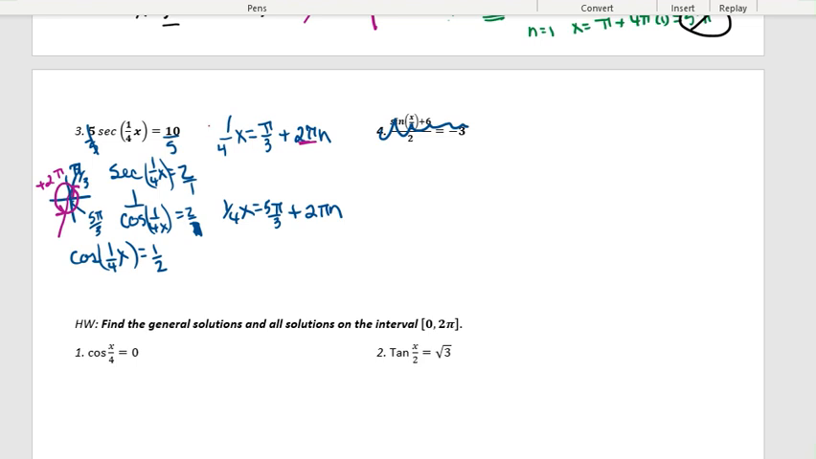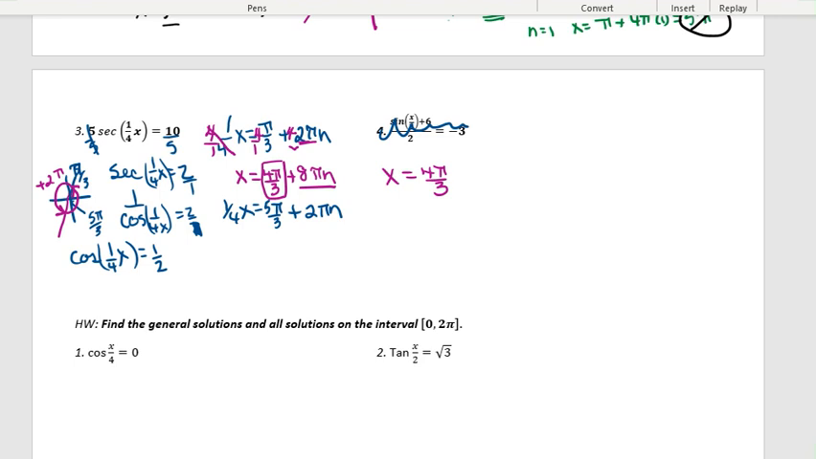Now, I haven't solved for x, so I've got to multiply every piece by 4. If you need the 4 over 1 to cancel, by all means do 4 over 1. X is equal to 4 pi over 3 plus 8 pi n. If I'm going to add 8 pi, it's going to be bigger than 2 pi. So the only answer I get is when n is 0, and so x is equal to 4 pi over 3.